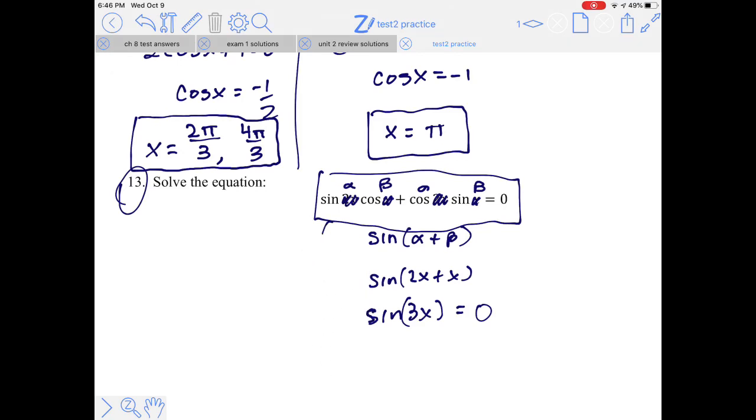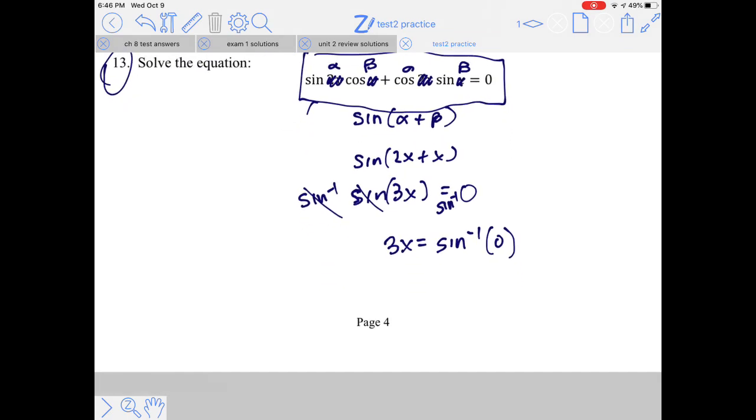Would you then do the inverse of sine? So what are we solving for? x. x is inside of a sine function. That's no good. We can't solve for x if it's inside of a sine function. So we've got to get rid of a sine function using the inverse. So now I've got 3x equals the inverse sine of 0.